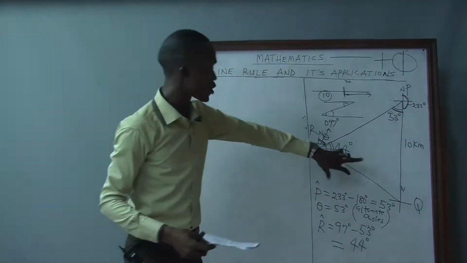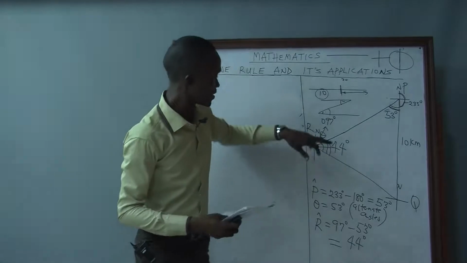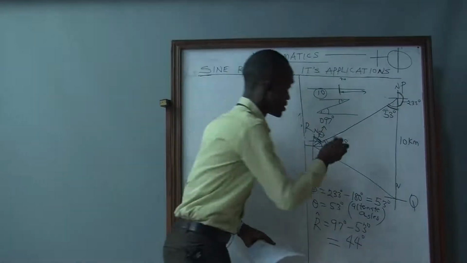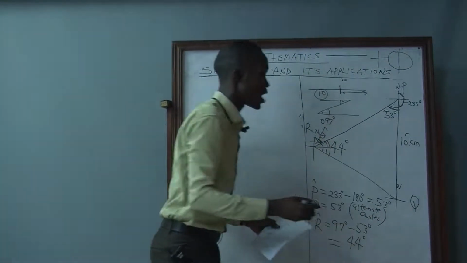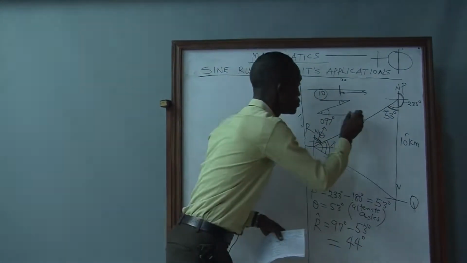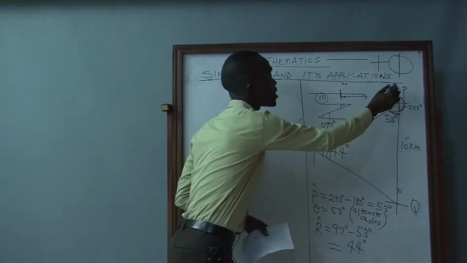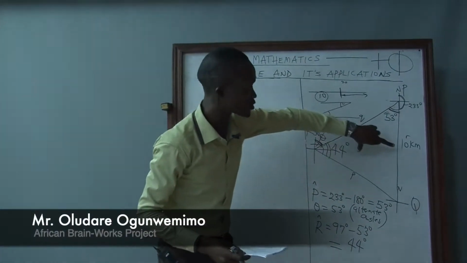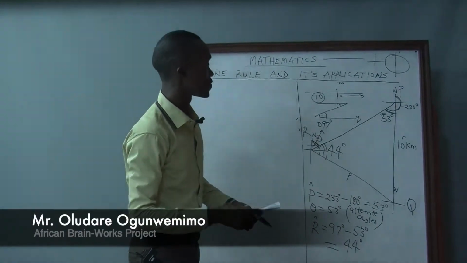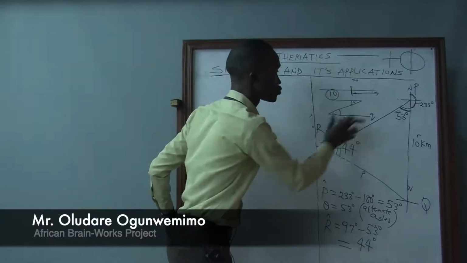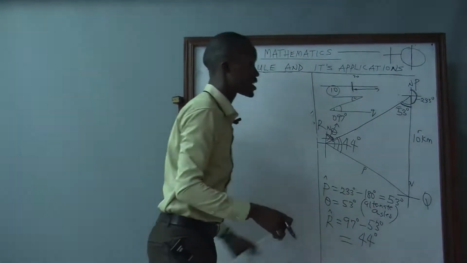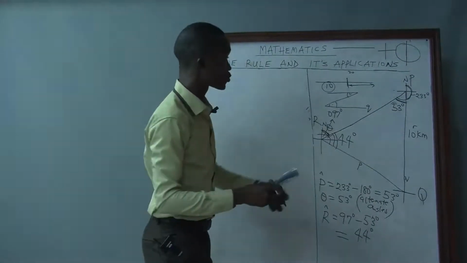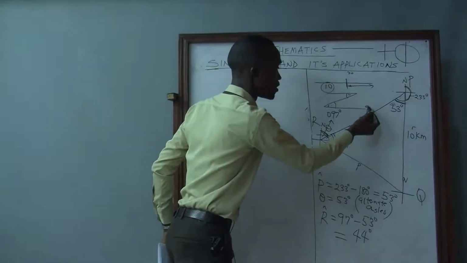Now if you look at what we have here, we have R to be complete. The side facing this angle R is small r. The side facing angle Q is small q. The side facing angle P is small p. R is complete. The question is asking us to find the distance from R to P, and we have denoted that one with small q. So the question is asking us to find the value of small q.